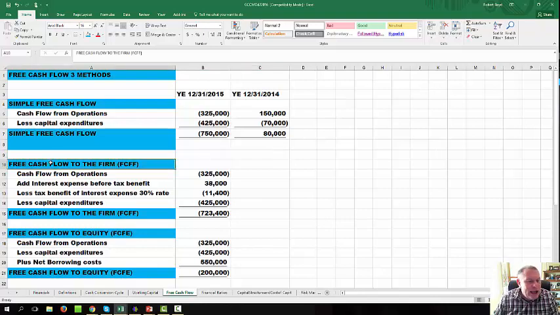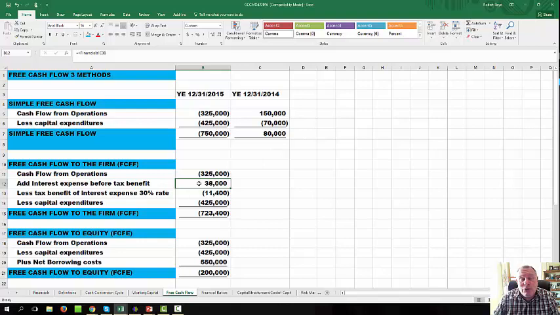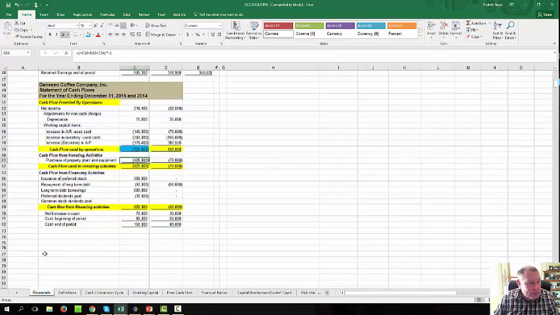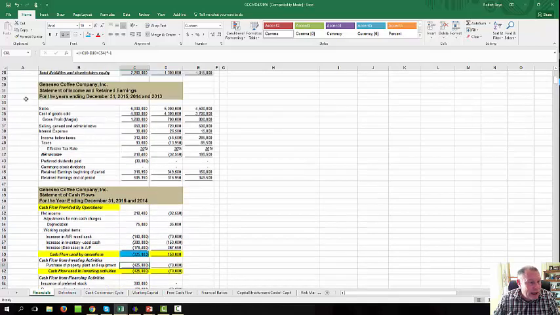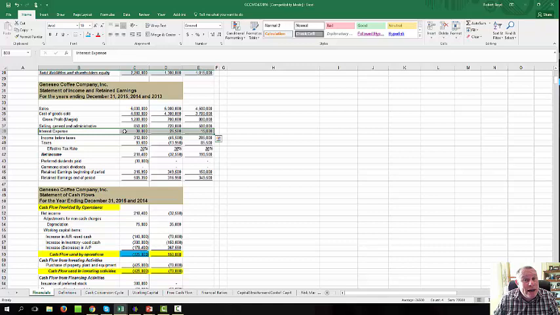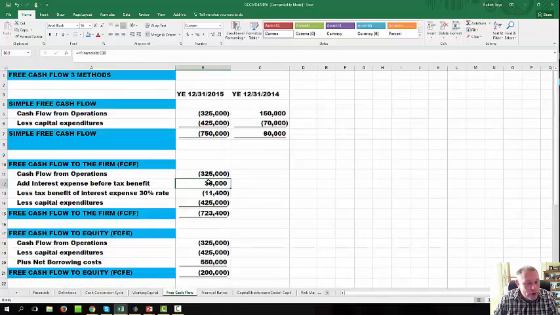So now we move down to free cash flow to the firm. We start with cash flow from operations, which I simply bring down from above. Interest expense before the tax benefit. Remember, interest is tax deductible. So now I go over to my financials. Where am I going to find interest? Right here. Okay, so the interest is right on the income statement. So I bring that over.